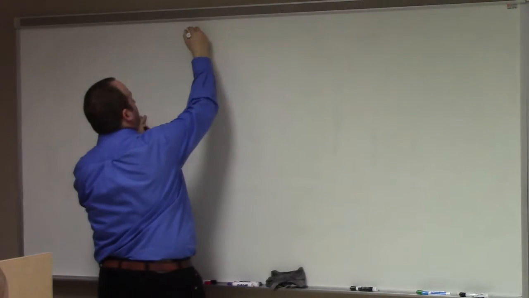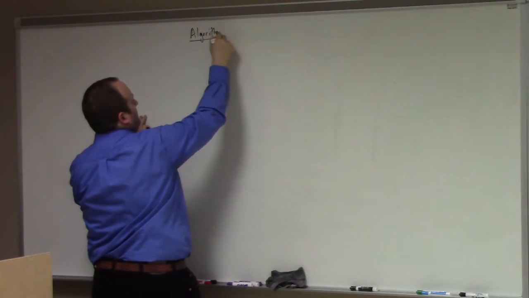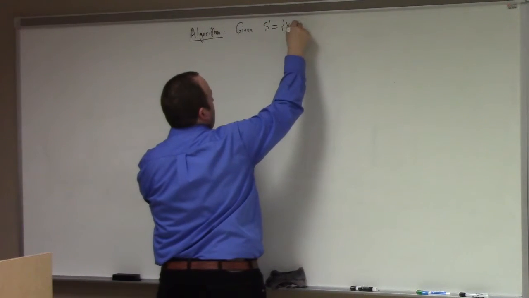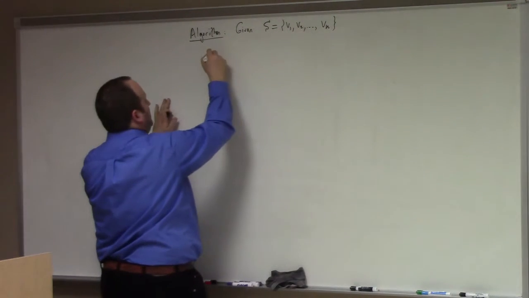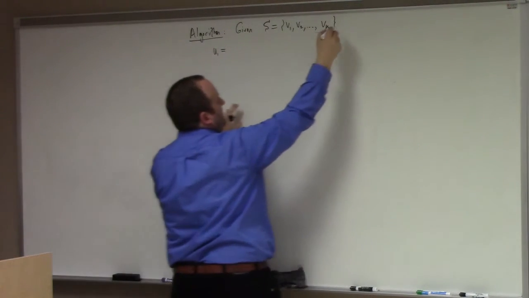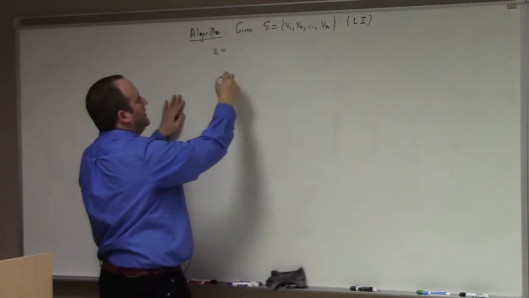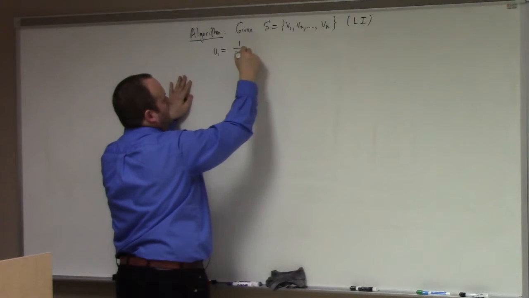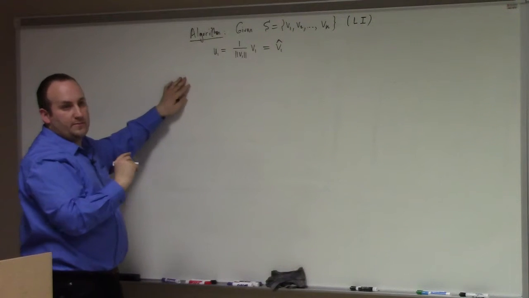So what's the general algorithm? I won't try to tell you the whole thing, but it's something like this. Given S, which is equal to, say, V1, V2, ..., Vk. Step 1 is we just say u1 is equal to, and this has to be linearly independent. If it's not linearly independent, I don't know what's going to happen. So you define u1 simply to be 1 over the length of v1 times v1. In other words, you define u1 to be v1 hat. That's the first step in the algorithm.